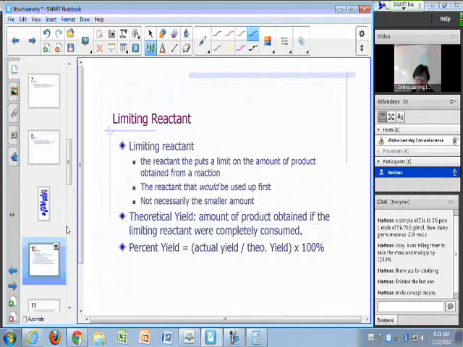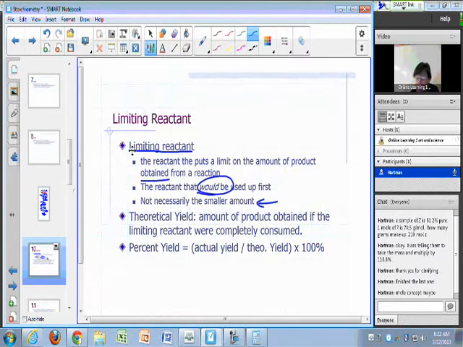So let's talk about the concept now of a limiting reactant. A limiting reactant is defined as the reactant that puts a limit to the amount of product you can gain from a reaction. The limiting reactant of a reaction is the one that would be used up first. It's not necessarily going to be used up, but based on the amounts that you have to begin with, that would be the one used up first. And it's not necessarily the reactant that you have a smaller amount of.